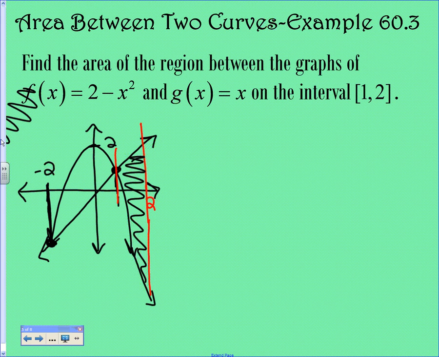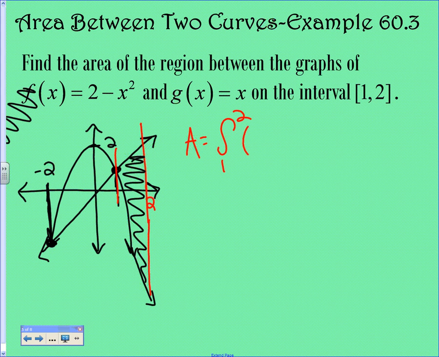So when we do our integral, we're going to say from 1 to 2 because they say use that interval. And our parabola is on top. Is the parabola on top now? What happened? The parabola was on top, but now it's not. So what needs to go first? The line. Do you see how they intersected and the line went above the parabola?